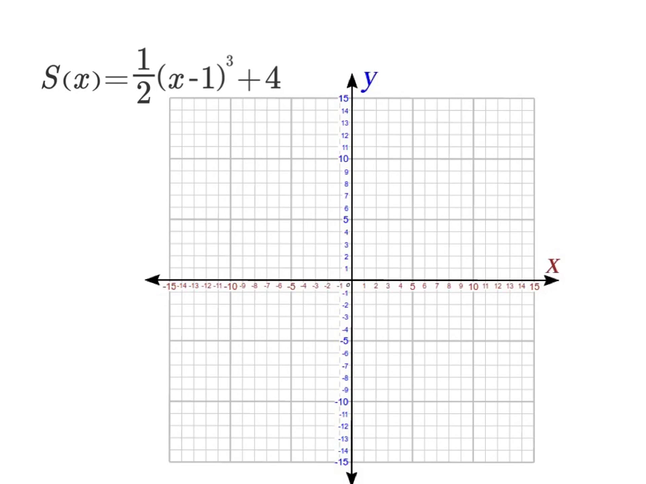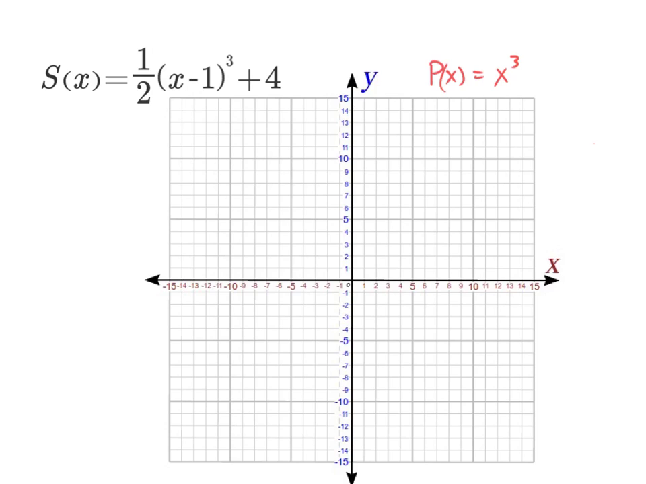Pretty much what this asks us to do is we want to use our parent function. So the parent function here is going to be x to the third, mainly because right here it says to the third. And we're going to use that and transformations to make this work.